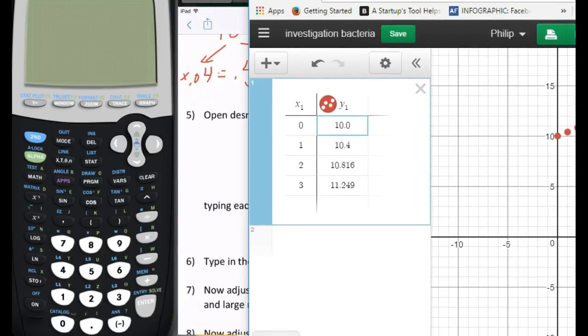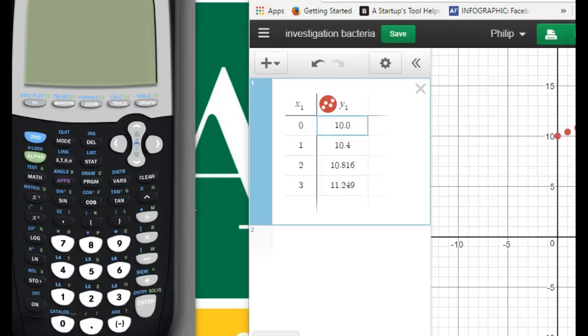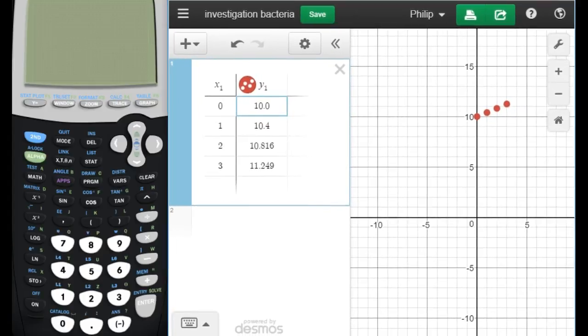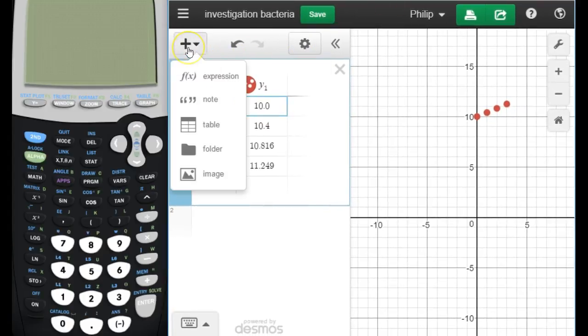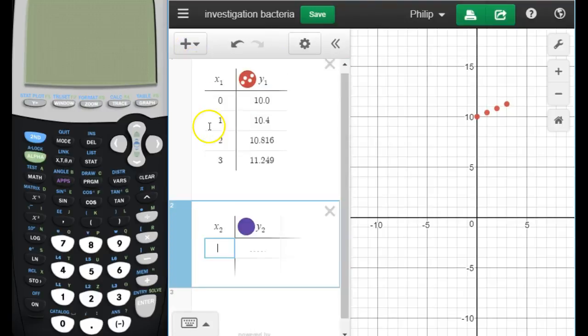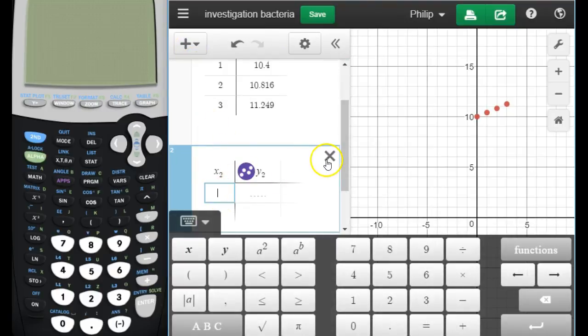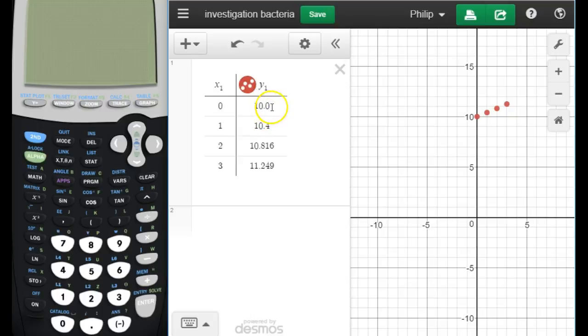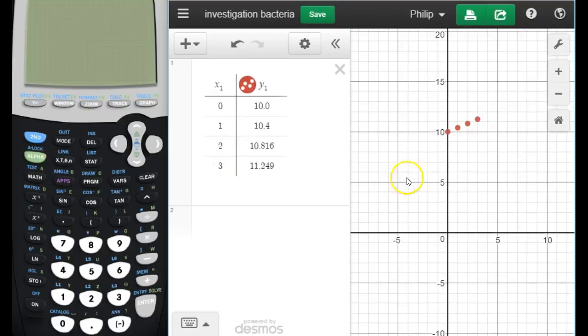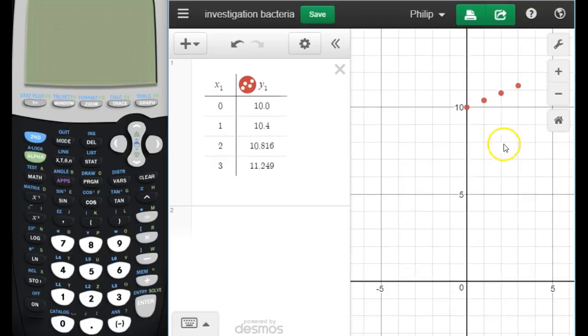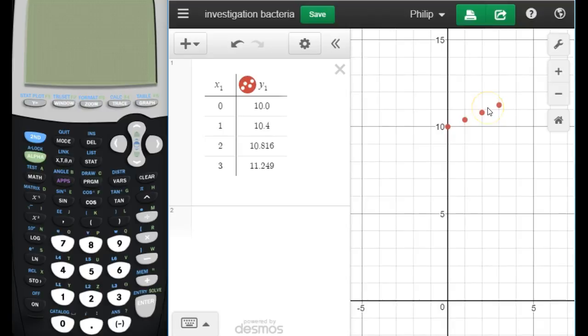let's see, we're going to move this out, move Desmos in. Okay, the way we do that is with this plus sign, we make a table, okay, and then we just type the numbers in there. I've already done that here. You see I've typed in 10, 10.4, 10.816, and on the left side I put 0, 1, 2, 3, okay? And then I can already see that my numbers are plotted here, right?